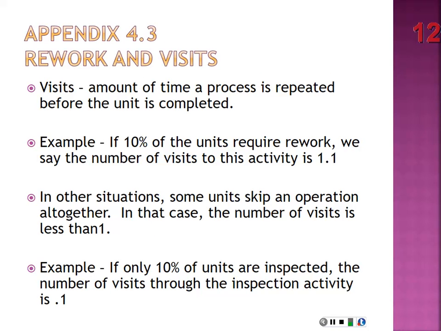So when we're working with rework and visits, visits are the number of times a process is repeated before the unit is completed. Example, if 10% of the units require rework, we would say the number of visits to this activity is 1.1 because every unit goes through plus an extra 10%. Everybody seeing how we would use that? In other situations, some units skip an operation, so then your number of visits is less than 1. For example, if only 10% of the units are inspected, the number of visits through that inspection activity is 0.1.